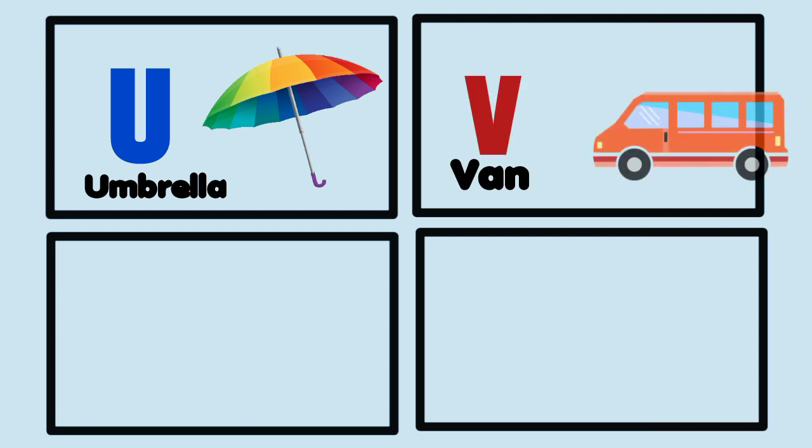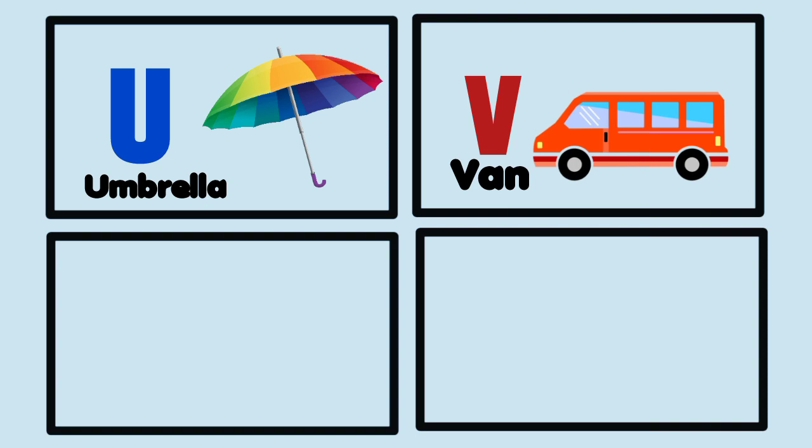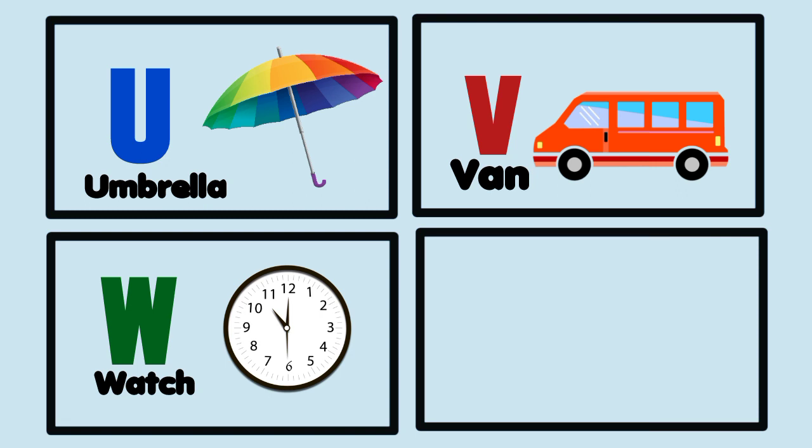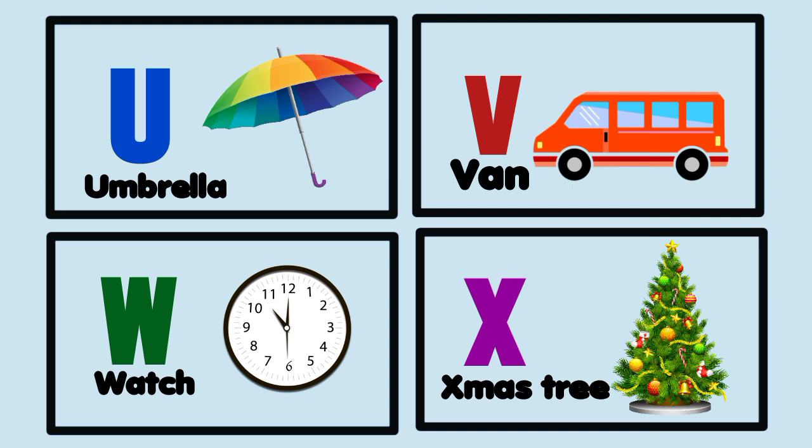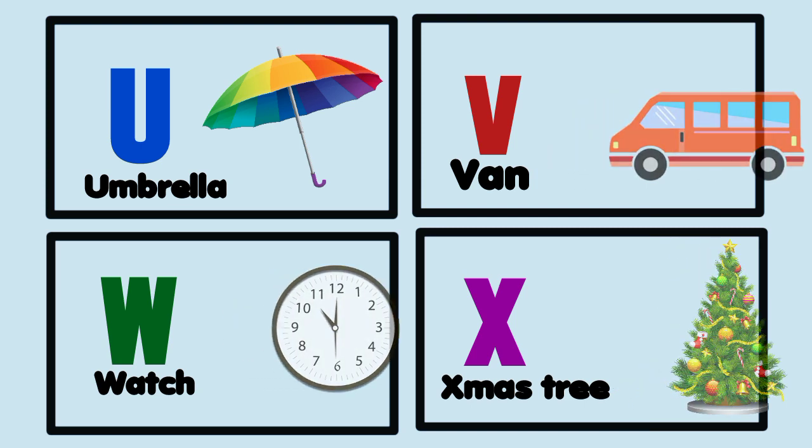V for van. W for watch. X for Xmas tree.